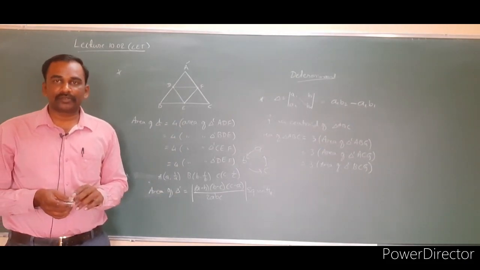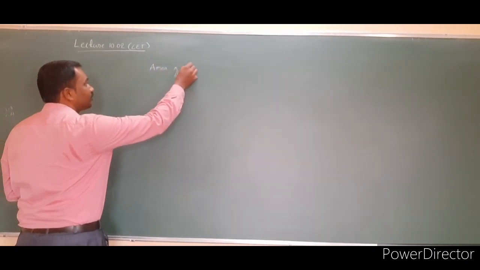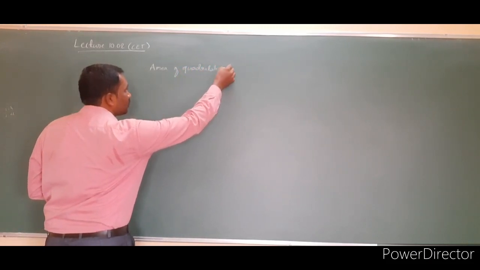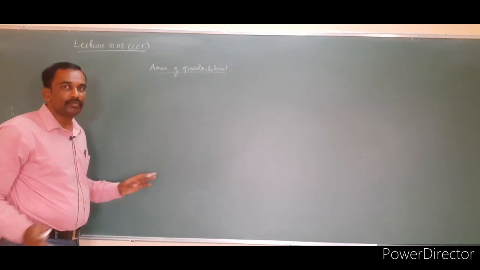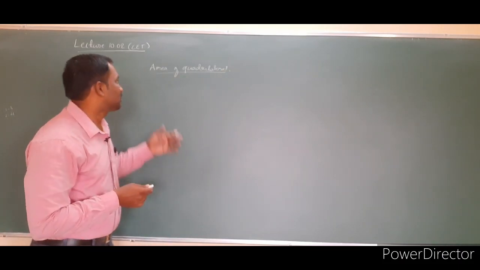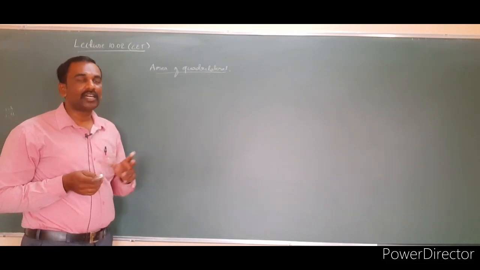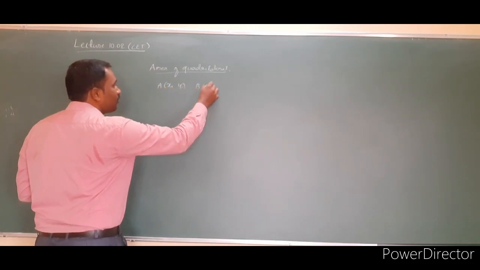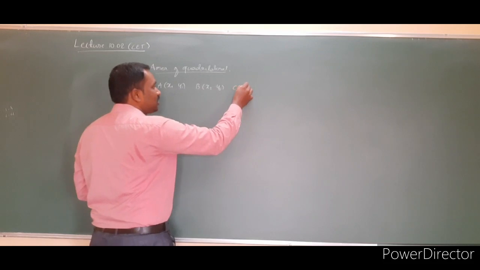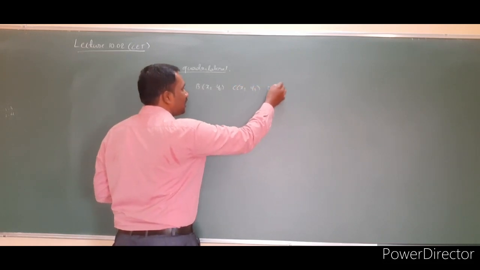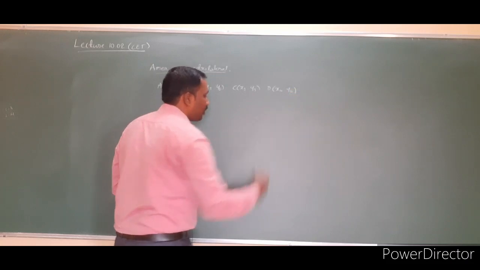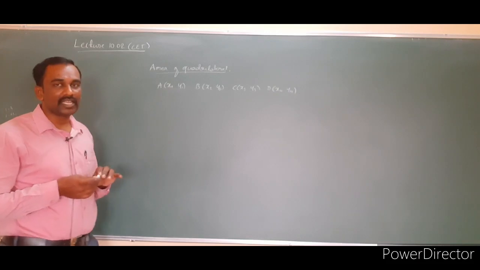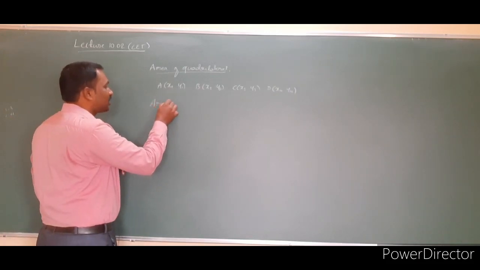Now go to the next point, area of the quadrilateral. What is meant by a quadrilateral? 4 sides and 4 interior angles. So how to find the area of the quadrilateral? All the vertices are given: A having the coordinate x1 comma y1, B having x2 comma y2, C having x3 comma y3, and D having x4 comma y4. 4 points, 4 vertices of the quadrilateral are given. In that case, how to find the area of the quadrilateral?